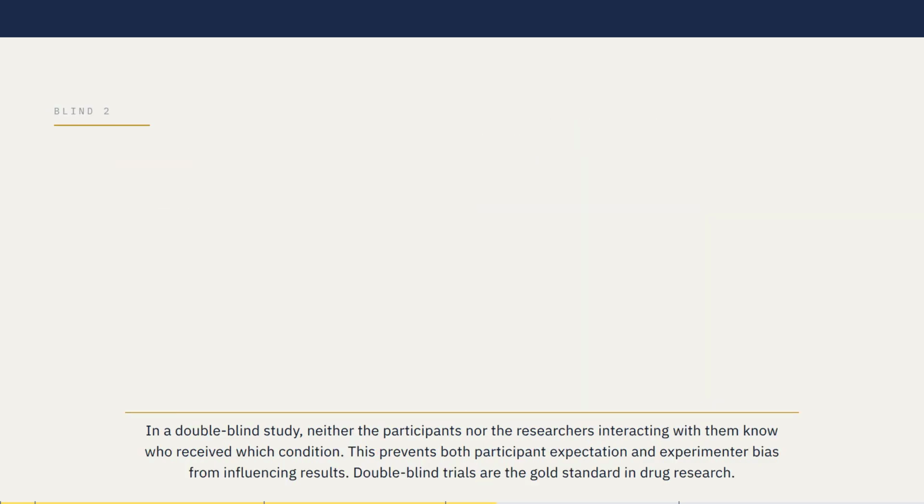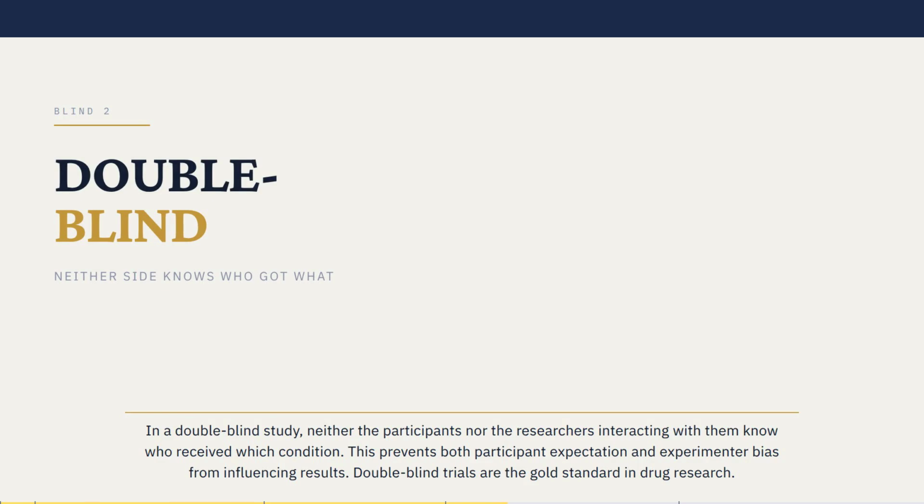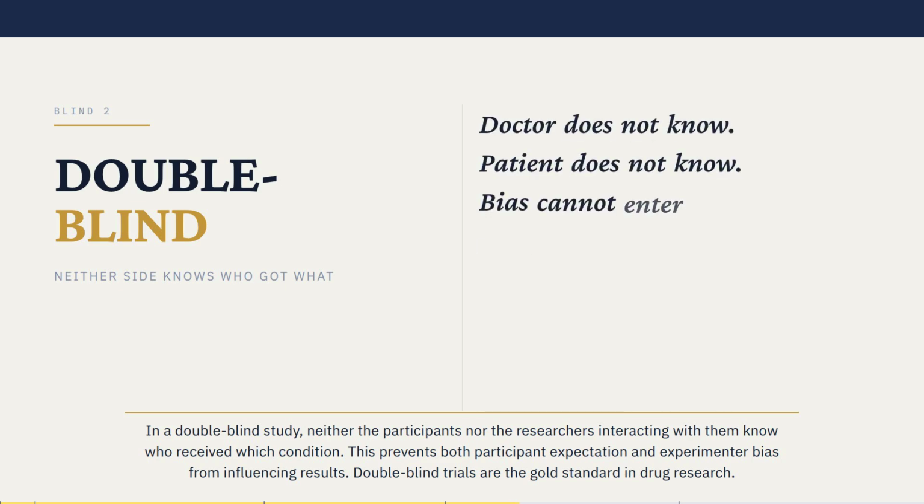In a double-blind study, neither the participants nor the researchers interacting with them know who received which condition. This prevents both participant expectation and experimenter bias from influencing results. Double-blind trials are the gold standard in drug research.